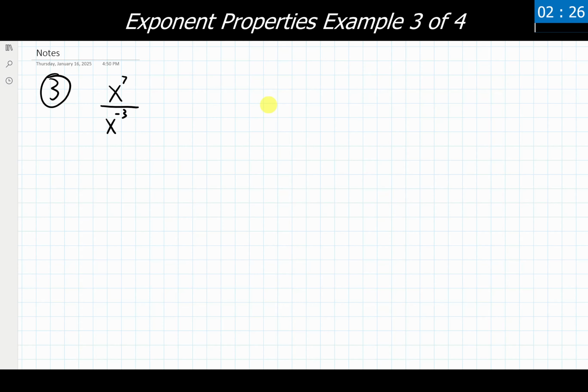Example 3 is another case where we have multiple routes that we can take, and a lot of the time we just need to pick which route and which property we want to use and commit to that. Noticing that we have a negative exponent, that does mean that the negative exponent properties are available for us to use. However, we also find that this whole thing is contained within a fraction, and the two bases of the exponents, 7 and negative 3, are the same. They both have a base of x, which means the quotient property is fair game as well.